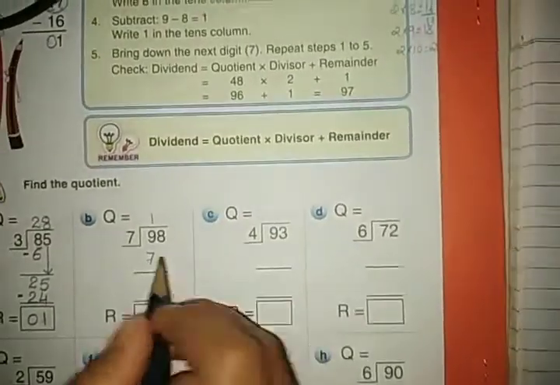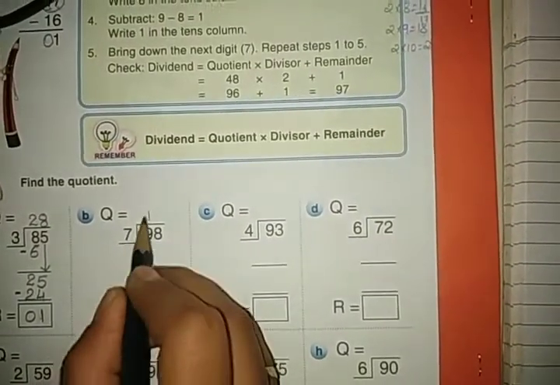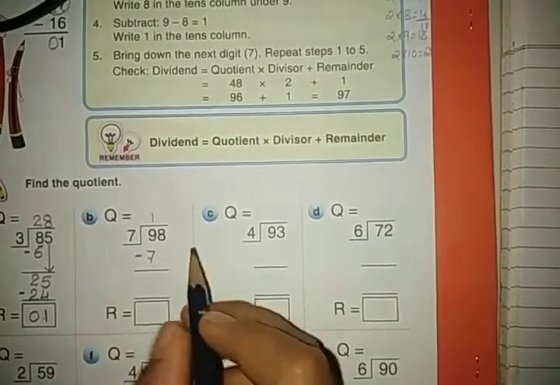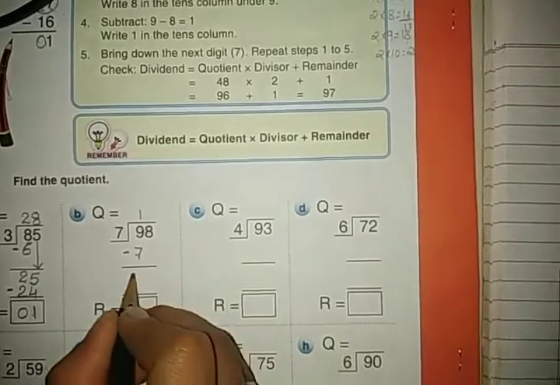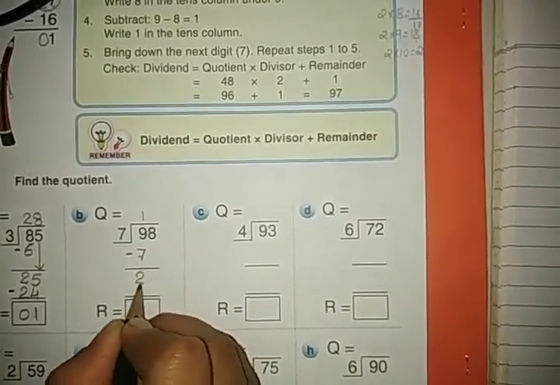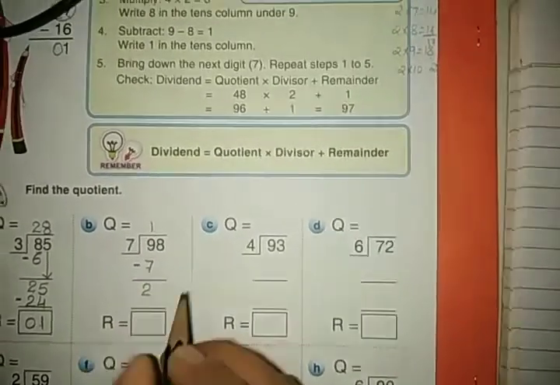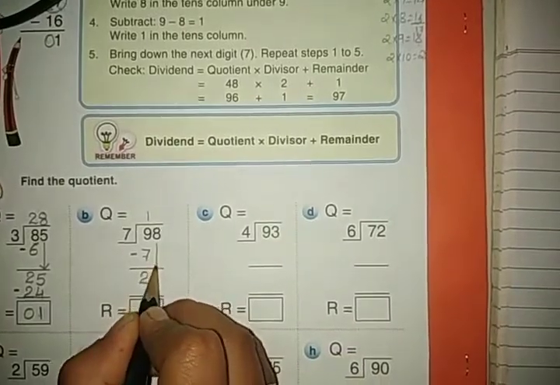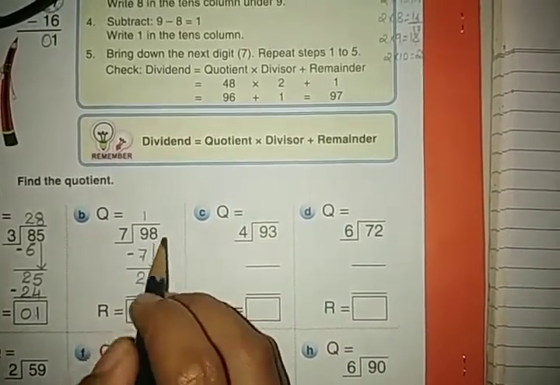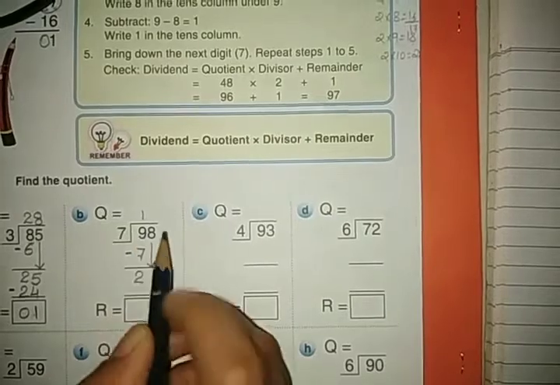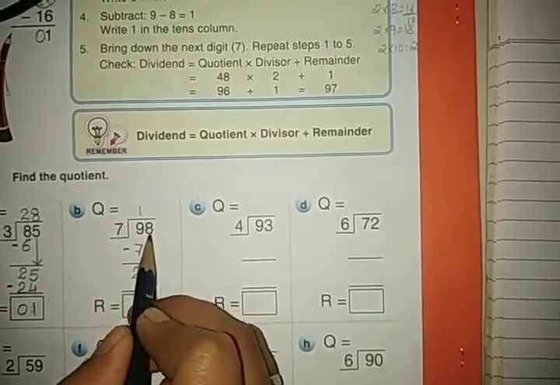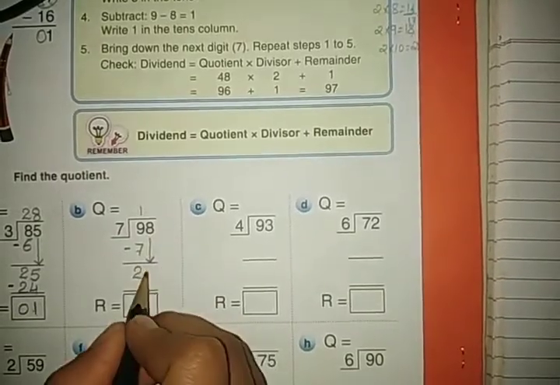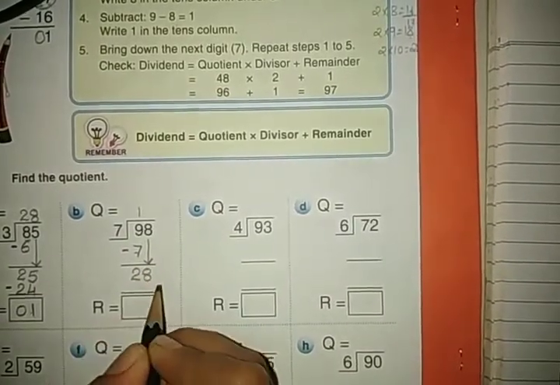We need to write like this, then subtract the numbers. 7 ones are 7. If you remove 7 from 9, you will get 2. Then the next step is you need to take this 8 down. Now we have finished dividing this number and we got the remainder 2. Now we'll take this 8 down and divide the numbers here.